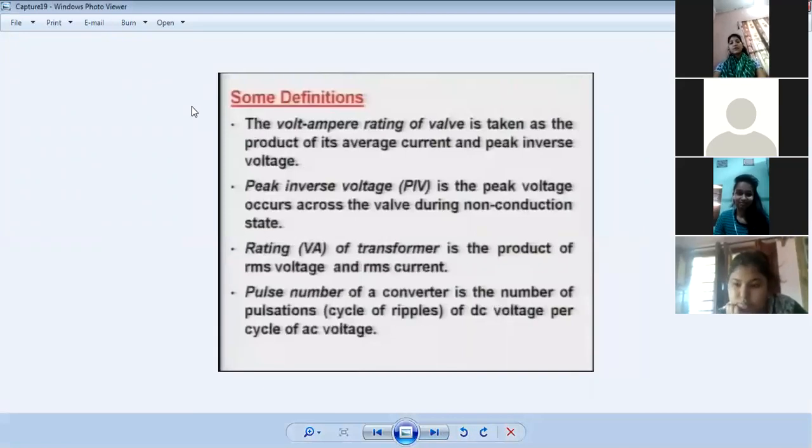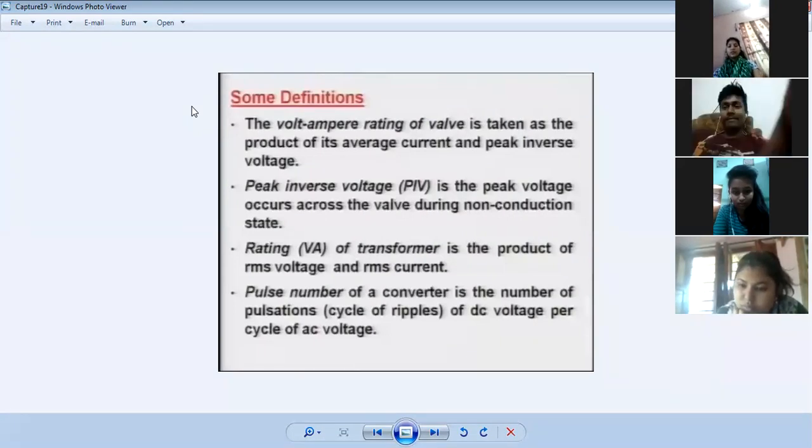There are also some definitions you have to remember for analysis of rectifier circuits. The volt ampere rating of a valve is taken as the product of its average current and the peak inverse voltage. And peak inverse voltage, which we call PIV, is the peak voltage that occurs across the valve during the non-conduction stage.